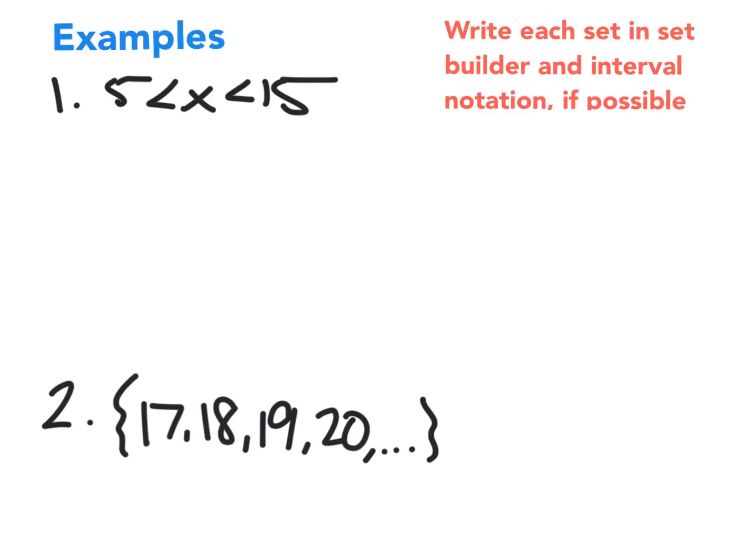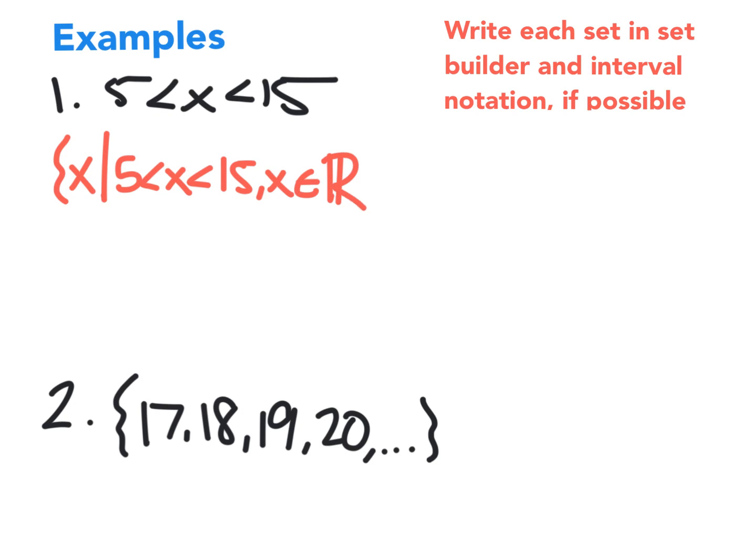All right, let's do some examples. We're going to write each set in set builder and interval notation if possible. Here we have the x's that are between 5 and 15. In set builder, we have the set of all x such that 5 is less than x less than 15, and x is contained in the real numbers, right? Because it can't be just the integers, since there's something like 10.5 in there. And in interval notation, that's just between 5 and 15, and since we don't have any equals to, these are not included. So there we did it.